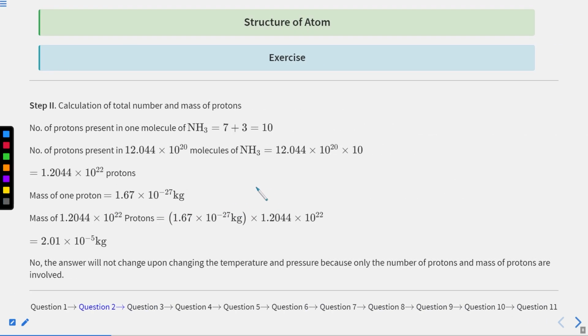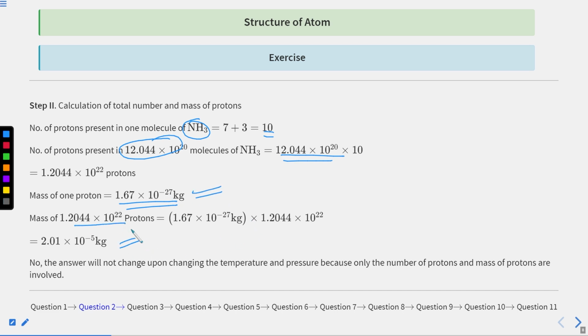Now we know that the atomic number of nitrogen is 7 and hydrogen is 1, so therefore the total number of protons in one NH3 molecule will be 10. Now number of protons in this much molecules will be multiplied by 10. So that would give us this much. Now we know that mass of one proton is 1.67 × 10^-27. So therefore 1.204422 × 10^22 will be multiplied by mass of 1 proton. That would give us the mass of this much protons.